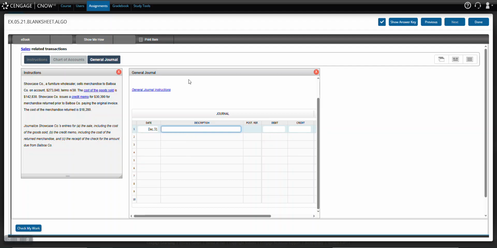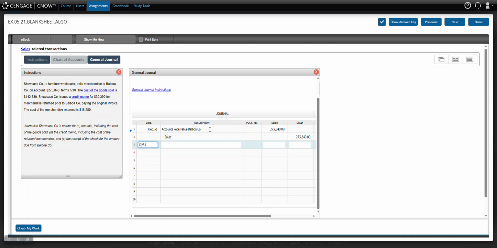So we're making a sale. So we have accounts receivable, and we're going to make it specific since we know who owes us money. So it's accounts receivable from Balboa Company for the $273,840. That is the sales price, so it goes into our sales revenue account.